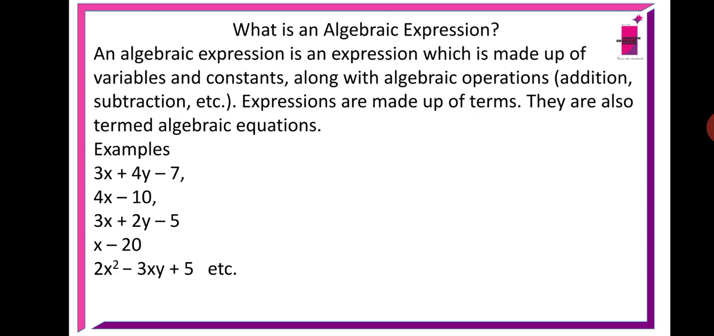So what is an algebraic expression? An algebraic expression is an expression which is made up of variables and constants along with algebraic operations such as addition, subtraction, multiplication, and so on. Expressions are made up of terms. They are also termed algebraic equations. You can see some of the examples here.